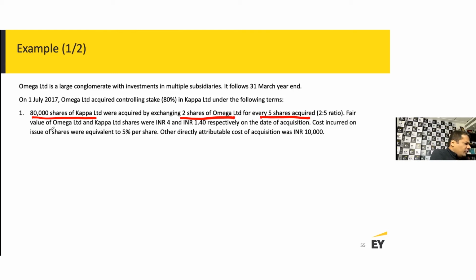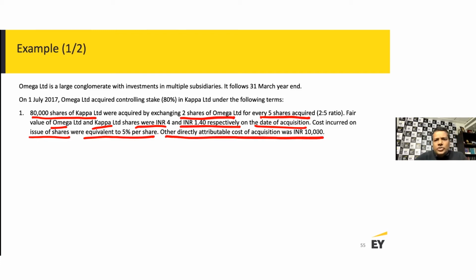Now, fair value of Omega Limited and Kappa Limited shares were INR 4 and INR 1.4 respectively on the date of acquisition. Okay. Now, cost incurred on issue of shares were equivalent to 5% per share. So 80,000 shares, there was the issuance cost, and other directly attributable cost was 10,000. So 80,000 shares for 2 shares of Omega for every 5 shares acquired, 2:5 ratio. Fair value of Omega and Kappa Limited were INR 4 and 1.40.